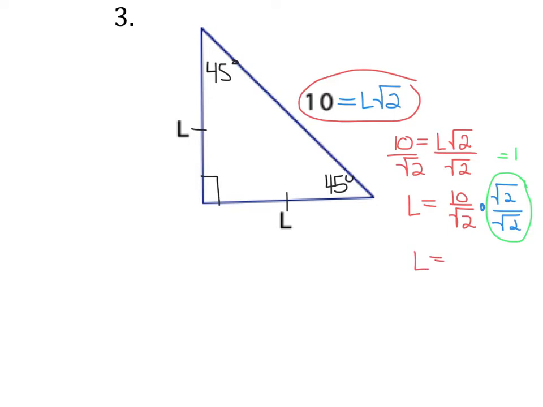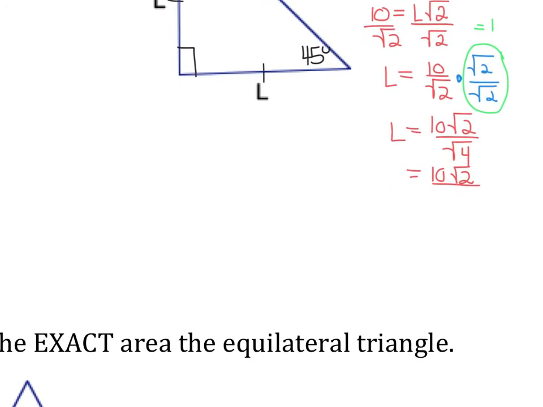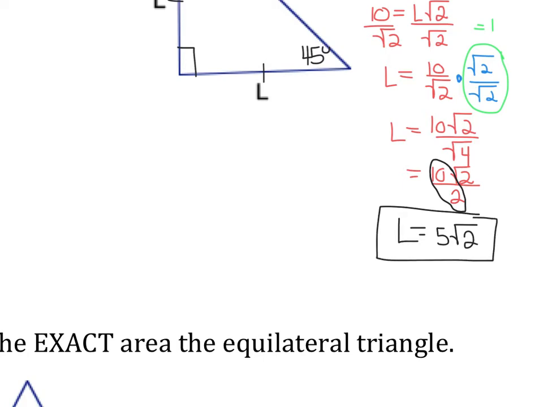So now multiplying numerator times numerator, I'm going to get 10 square roots of 2. On the bottom, square root of 2 times square root of 2, that's the square root of 4. Simplifying this, I would have 10 square roots of 2 over the square root of 4. I can't simplify square root of 2, but the square root of 4 does equal 2. Now because these are factors, I could simplify 10 root 2 divided by 2. I can only simplify those two numbers, not the radical, but I would end up with 5 root 2. Okay, so that is what L equals, and I am done with the problem.